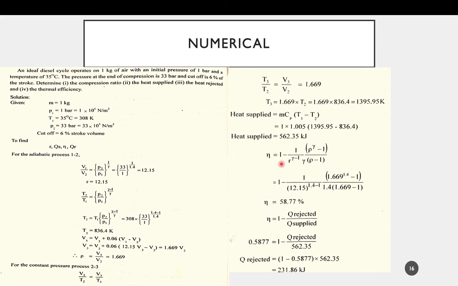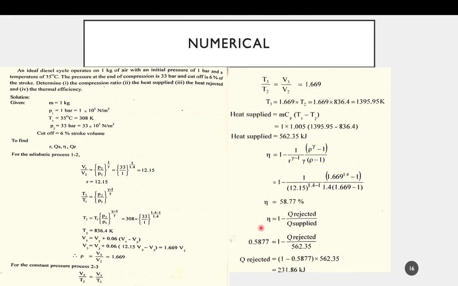Next is the expression for efficiency. The air standard efficiency of the diesel cycle is given by 1 minus 1 by R raised to gamma minus 1, into (rho raised to gamma minus 1) by (rho minus 1), where R is the compression ratio, which we have already found out. Gamma for air is 1.4. Rho is the cutoff ratio, we have found that also. Substituting, you will get efficiency as 58.77%.